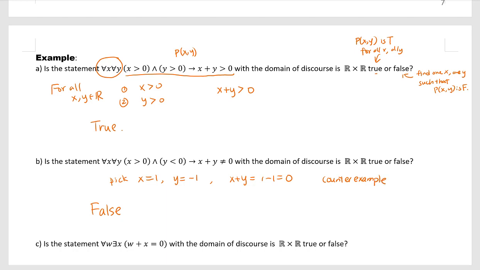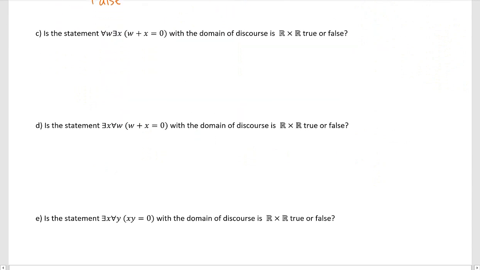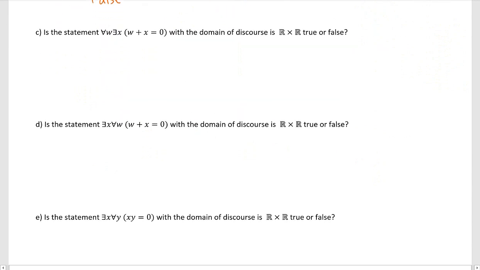All right, let's continue. Part C is the statement: for all w, there is an x, w plus x equals 0, with the domain as R. True or false? Okay, if we want to show it's true, then we need to show that for every w, we can find an x value such that w plus x equals 0.